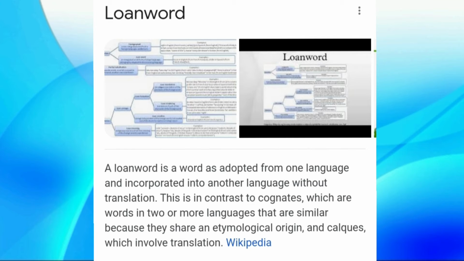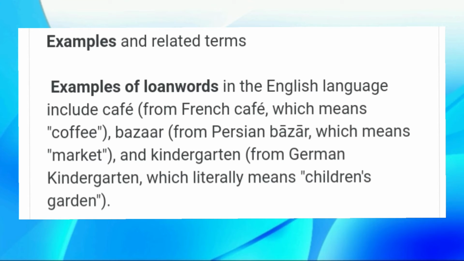A loan word is a word adapted from one language and incorporated into another language without translation. This is constructed of cognates, which are words in two or more languages that are similar because they share the same etymological origin, and calques, which involve translation. Examples of loan words are cafe, from French café, which means coffee; bazaar, from Persian bazar, which means market; and kindergarten, from German, which means children's garden.